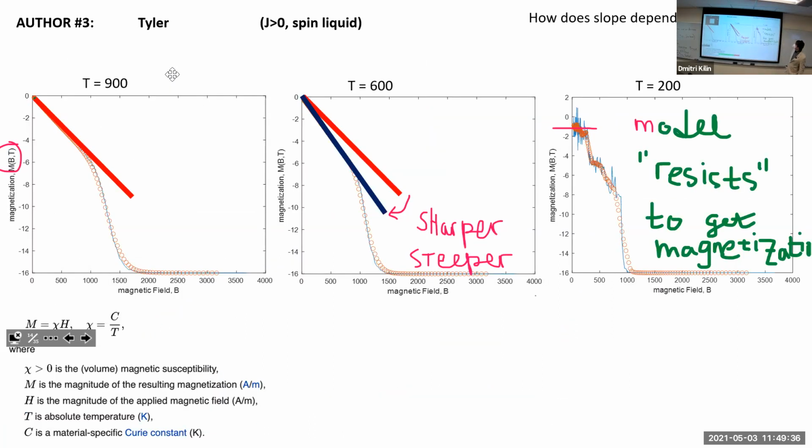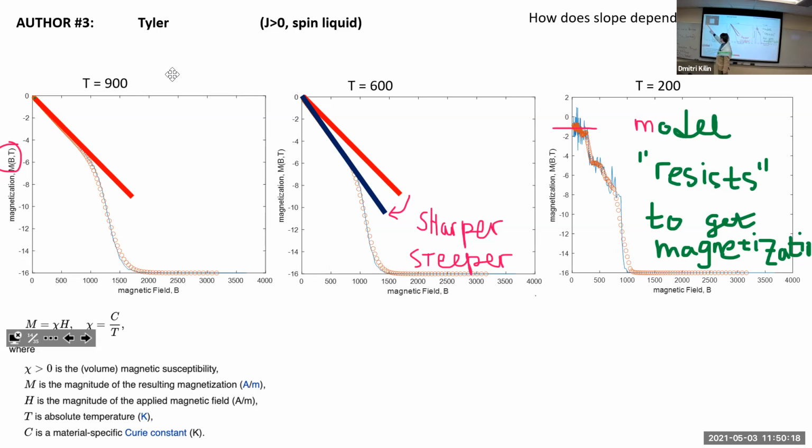And here is the work of Tyler. So he is also looking for magnetization as a function of magnetic field, but he is doing it for an antiferromagnet. And he arranges the data going from higher temperature to lower. So at higher temperature, it starts from zero magnetization, and then magnetization goes linearly with magnetic field.